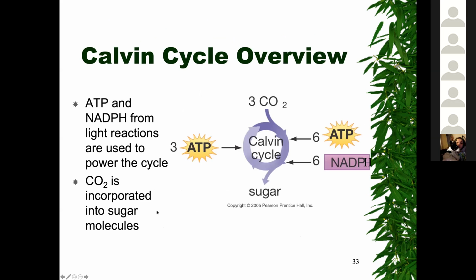The Calvin cycle overview. ATP and NADPH from the light reactions power the cycle. Carbon dioxide is incorporated into sugar molecules. As I said on the previous slide, that's called carbon fixation. So what happens is energy goes in, ATP, along with carbon dioxide, and out comes glucose, sugar.